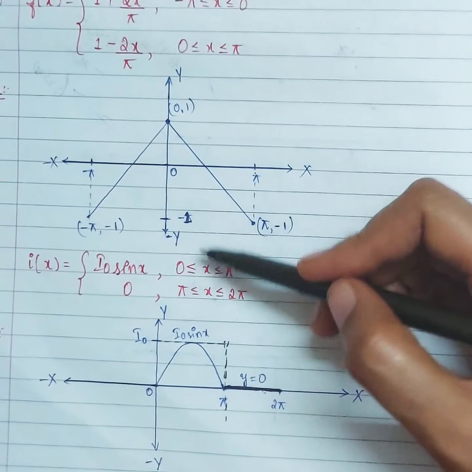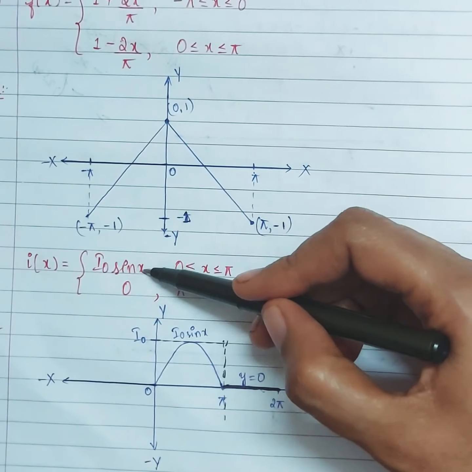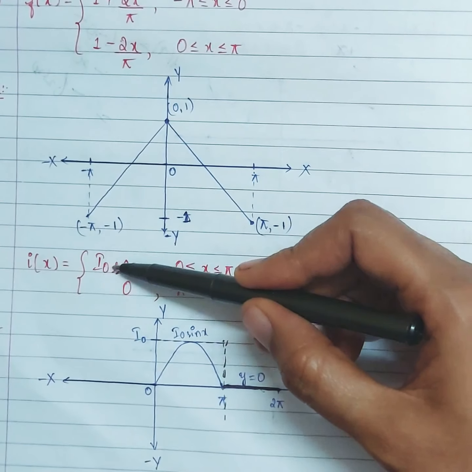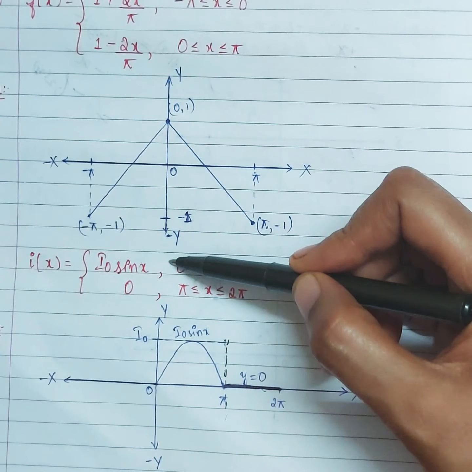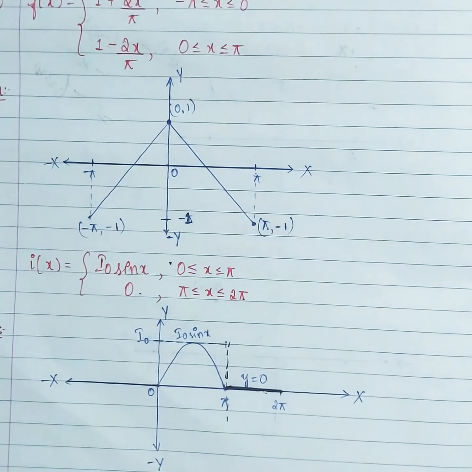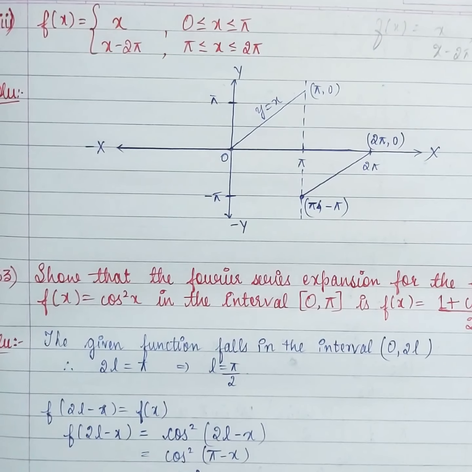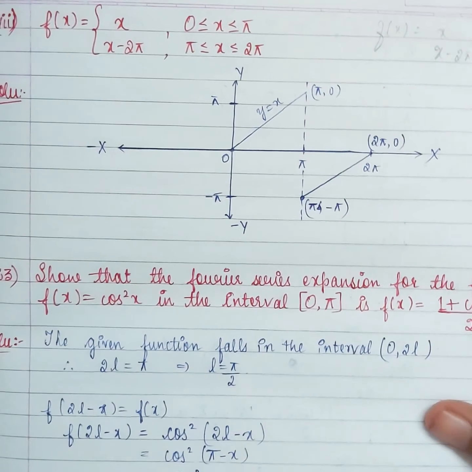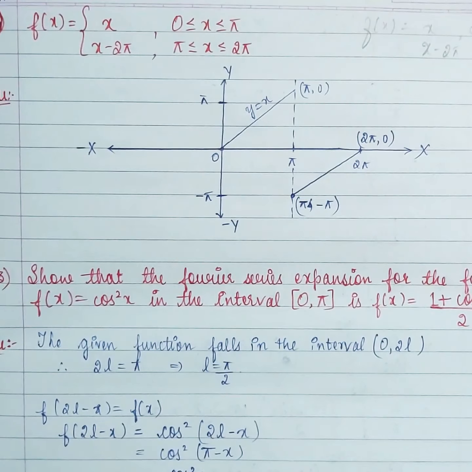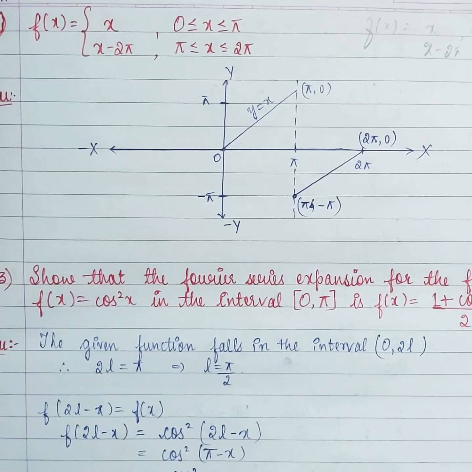Even here we have the checking procedure. From 0 to 2 pi, replace x by 2 pi minus x. I naught sine of 2 pi minus x. So this is not going to be 0 or negative of 0. So the function is neither even nor odd. If you find that I'm going a little fast, you can pause this video and try to draw the graph on your own and check this.